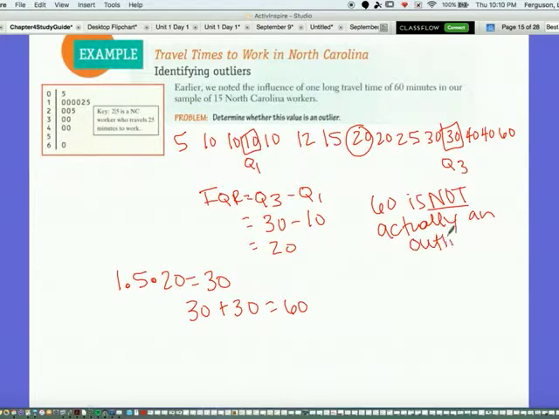Now you could also go in the other direction. Instead of adding to the Q3 like we did here, we would take our Q1, which was 10, and subtract out 30. If we subtracted out 30, we would get negative 20. Obviously, no one has a travel time of negative 20, so this is kind of irrelevant. But that is one way to find an outlier on the left side of the median.